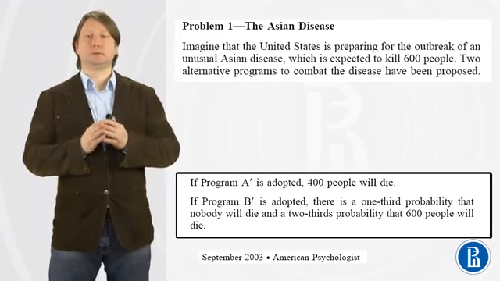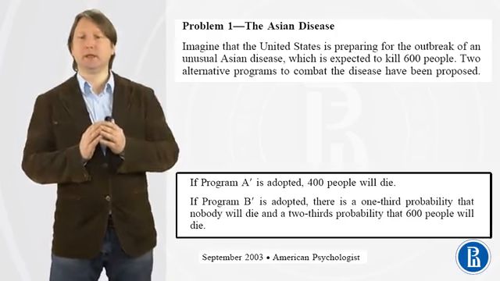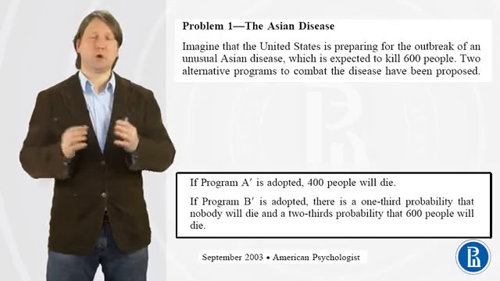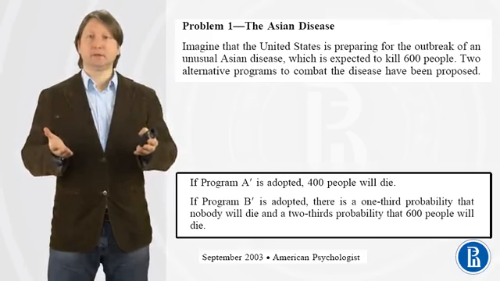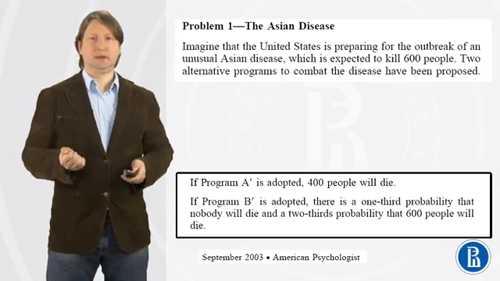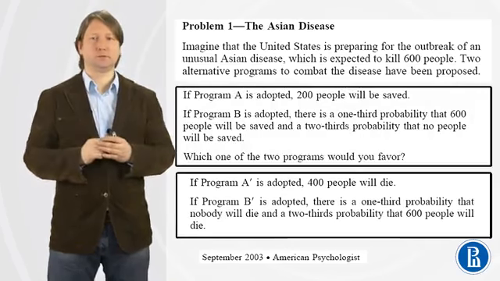If you adopt program B, there is a 1/3 probability that nobody will die and a 2/3 probability that 600 people will die. So which program would you select now? Think for a moment. Many studies show that people prefer program B here. But come on, let's stop for a moment and compare these two programs.